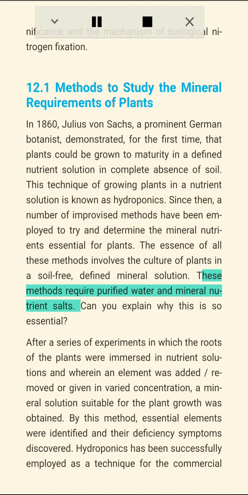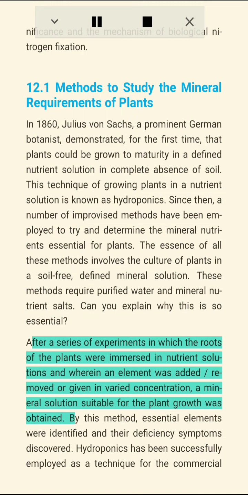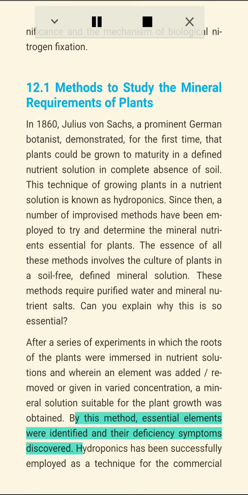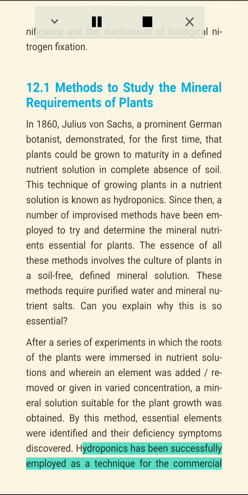These methods require purified water and mineral nutrient salts. Can you explain why this is so essential? After a series of experiments in which the roots of the plants were immersed in nutrient solutions and wherein an element was added, removed, or given in varied concentration, a mineral solution suitable for the plant growth was obtained. By this method, essential elements were identified and their deficiency symptoms discovered.